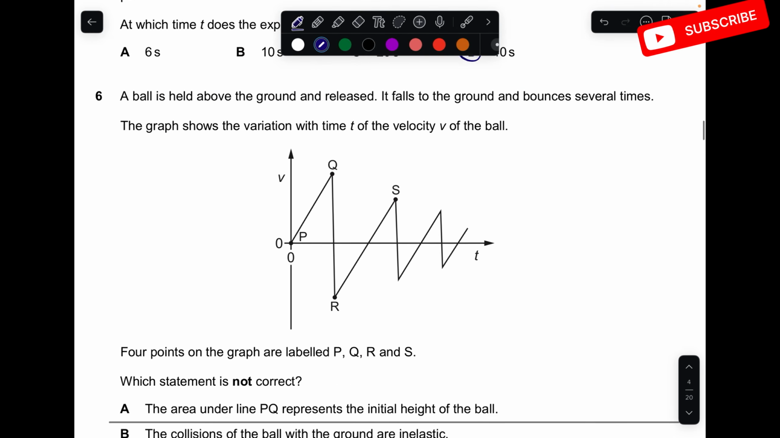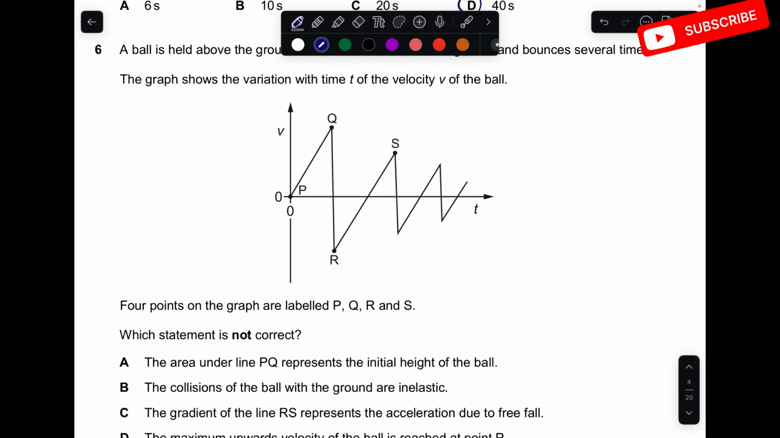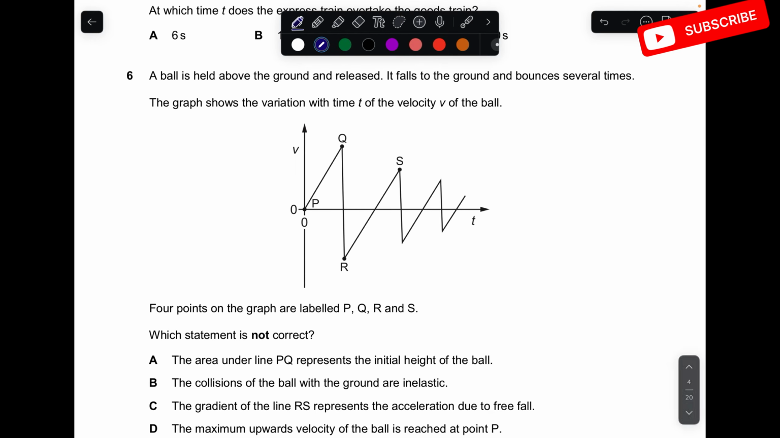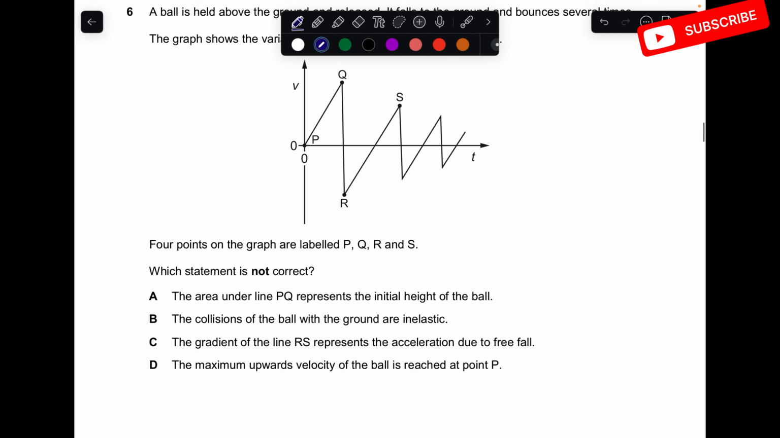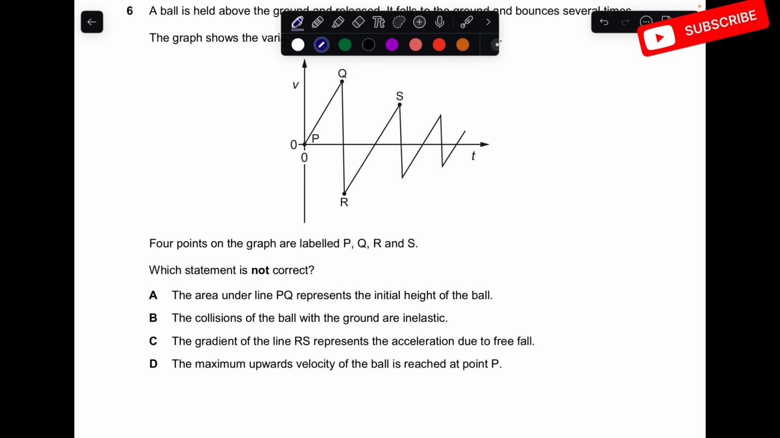In the next question, question 6, a ball is held above the ground and released. It falls to the ground and bounces several times. The graph shows the variation of velocity with time t. For the four points on the graph labeled, which statement is not correct? This "not" you have to focus on. So you have to choose the incorrect statement.